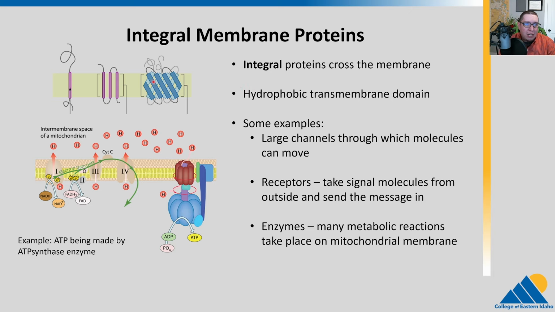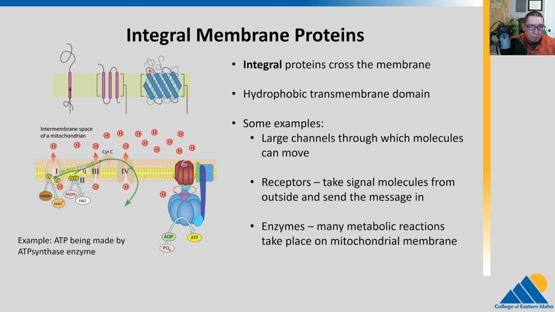One of those is that they need hydrophobic transmembrane domains. So they're going to have hydrophobic parts of the protein. A domain is a specific piece of the protein. We talk about domains in proteins, and they tend to do little different things. So there's a hydrophobic domain, and that spans the membrane. It goes across the membrane. That's the transmembrane part. Some examples of these might be channels that allow molecules to move across the membrane. In this case, we have the hydrogen ions moving through these integral proteins here.